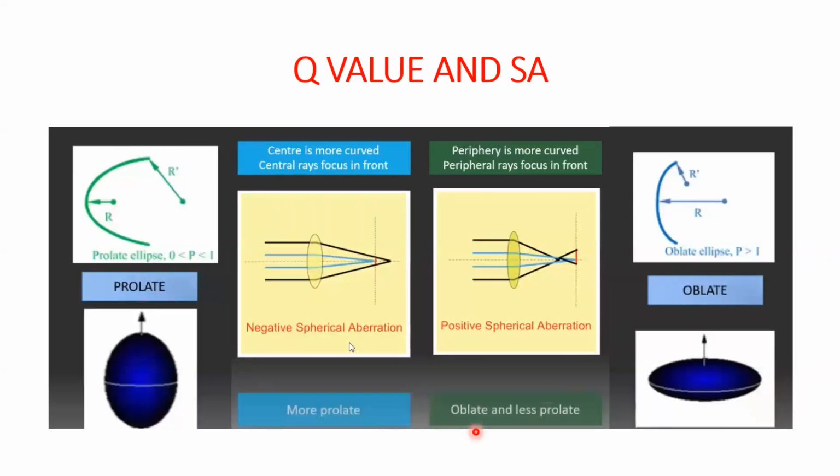In surfaces which are oblate and less prolate, like the normal human cornea, we have positive spherical aberrations. Like I mentioned before, the positive spherical aberration of a normal human cornea is plus 0.27.